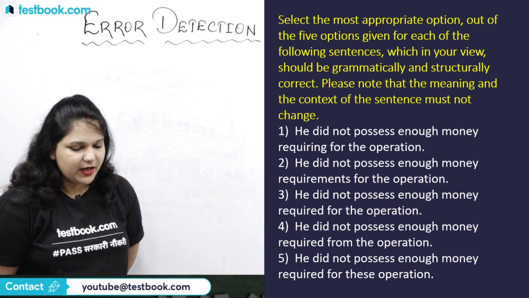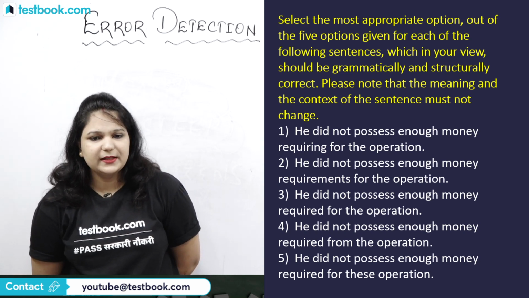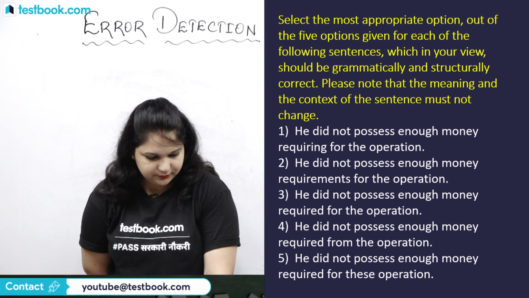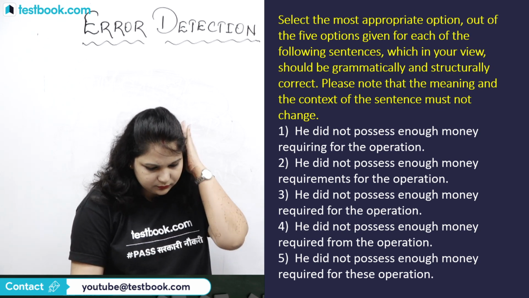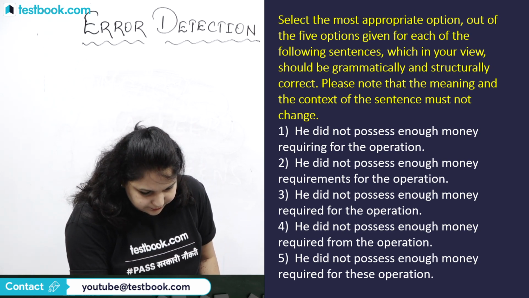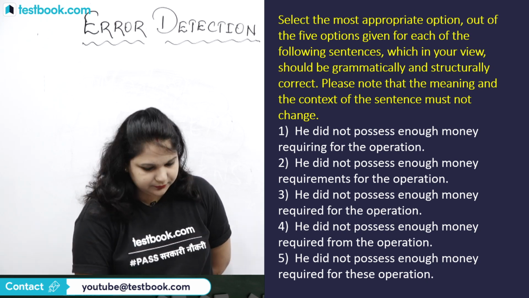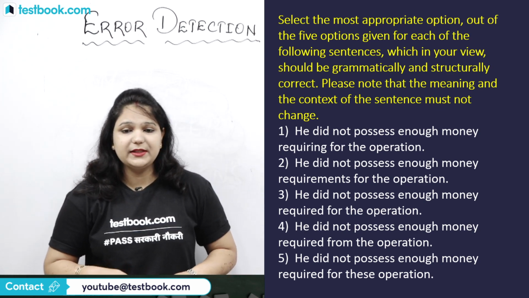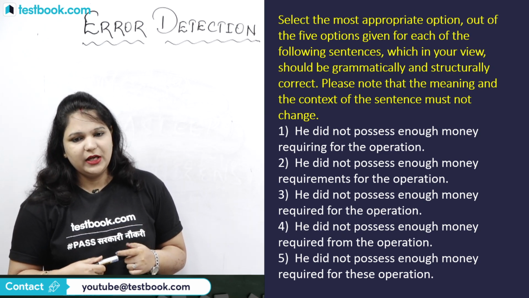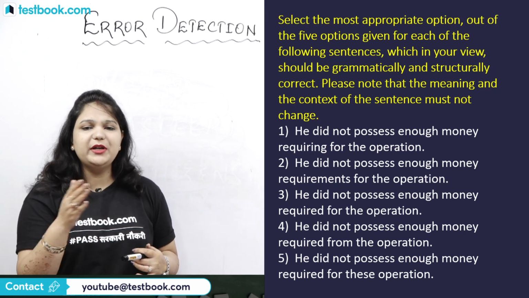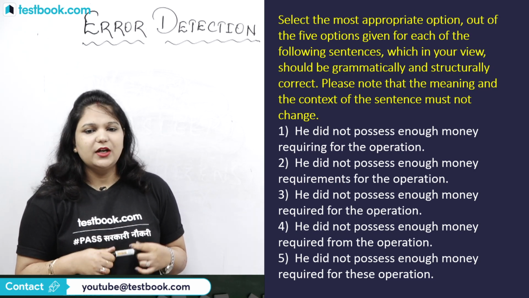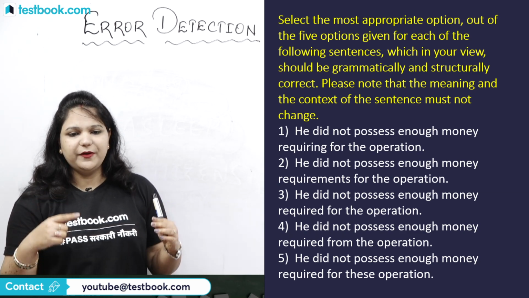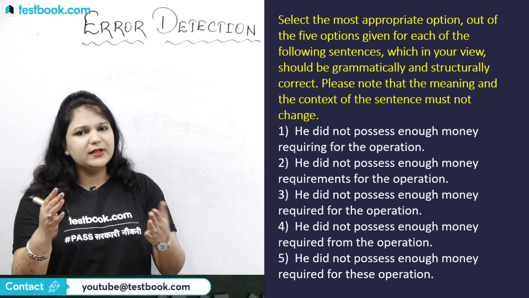Similar patterned question, guys. Which one is grammatically and structurally correct? First says he did not possess enough money requiring for the operation. Second says did not possess enough money requirements for the operation. Third says required for the operation, fourth says required from the operation, and fifth says required for these operation. So first part remains same, guys.